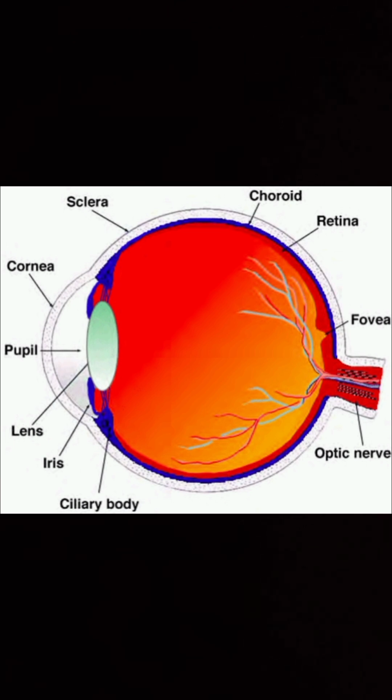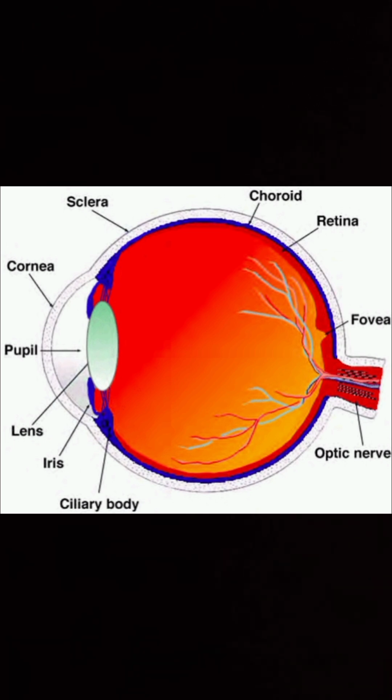The eyeball contains a transparent crystalline lens which is held in place by ligaments attached to the ciliary body. In front of the lens, the aperture surrounded by the iris is called the pupil. The diameter of the pupil is regulated by the muscle fibers of the iris.